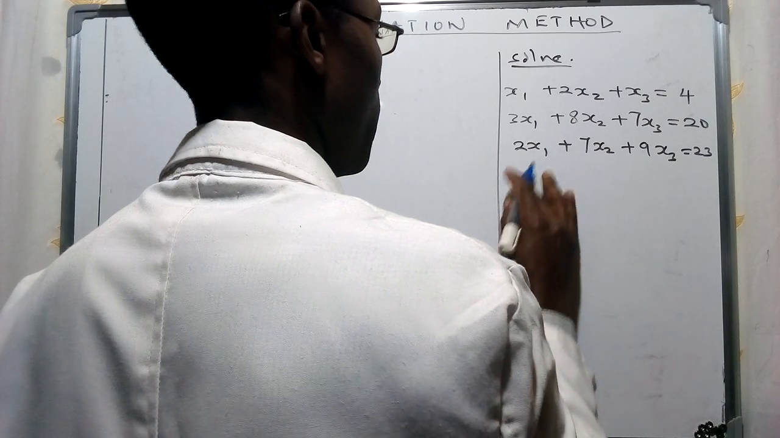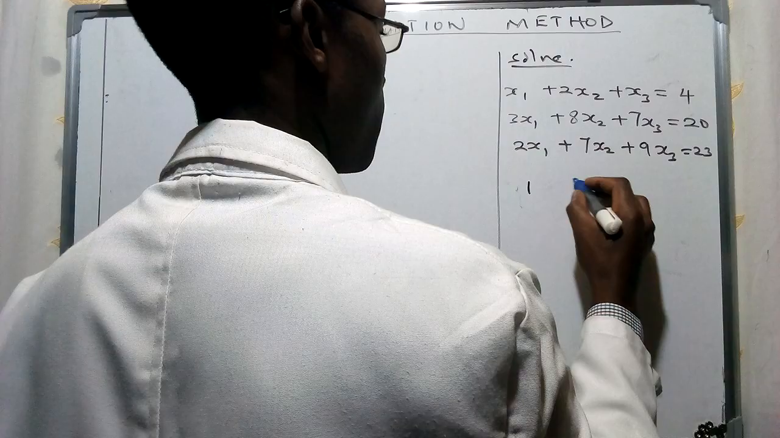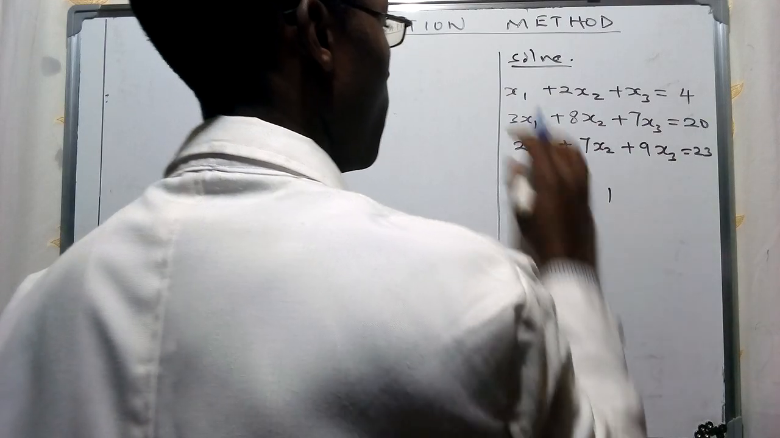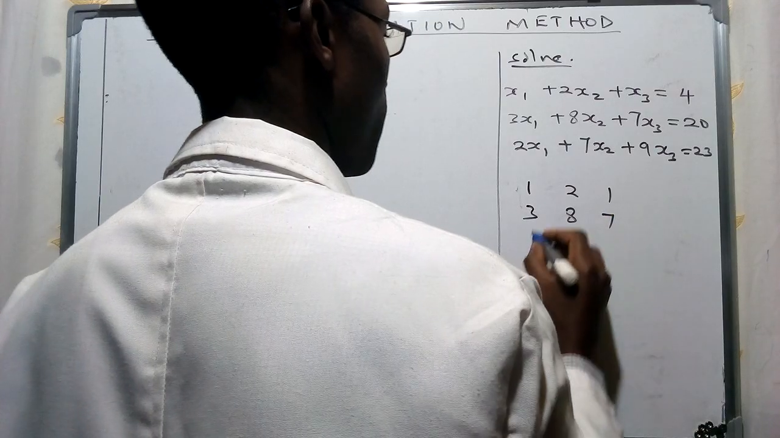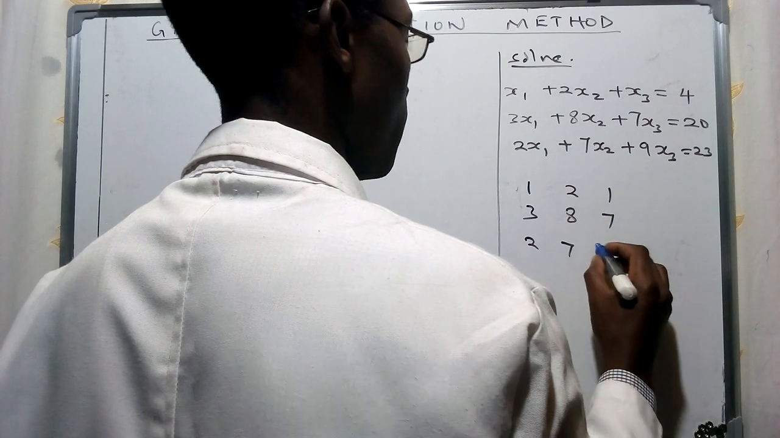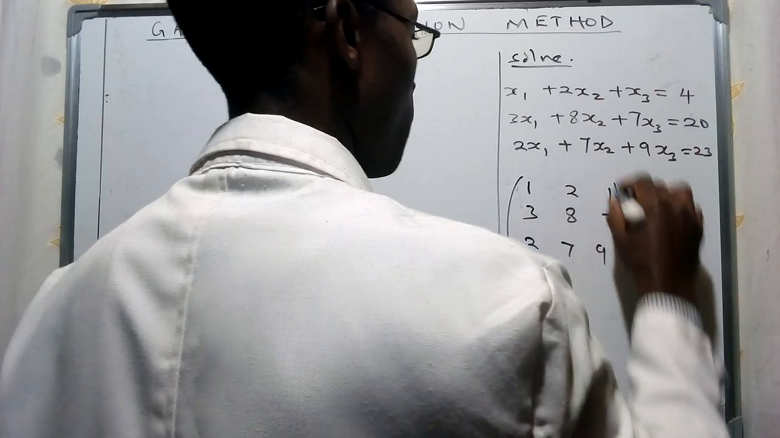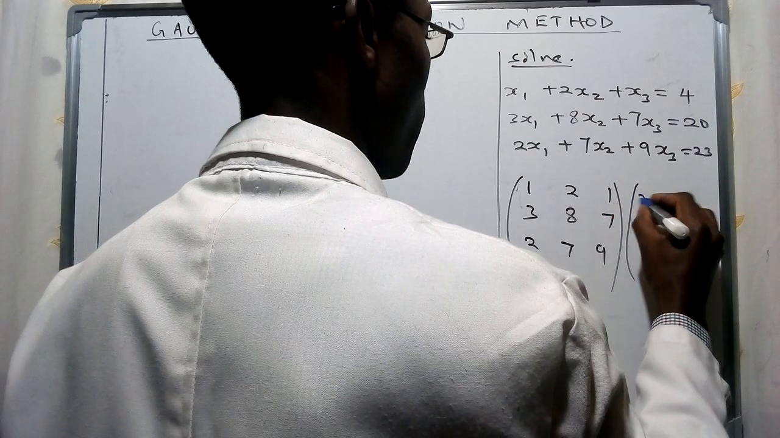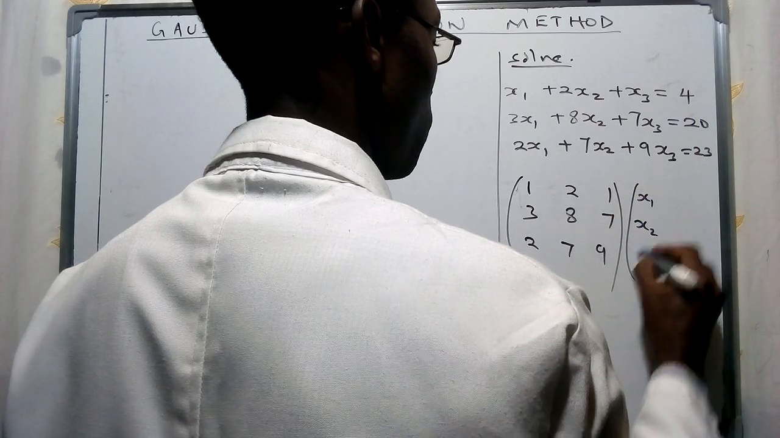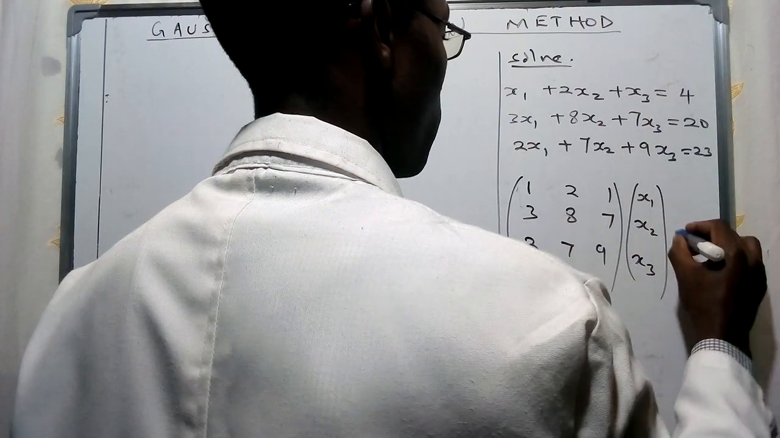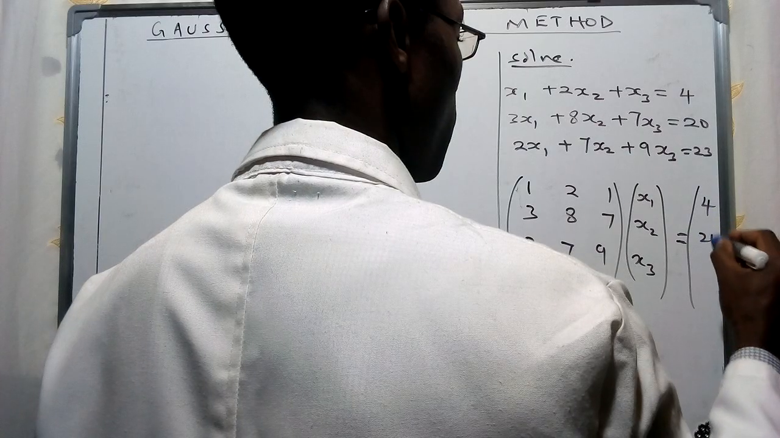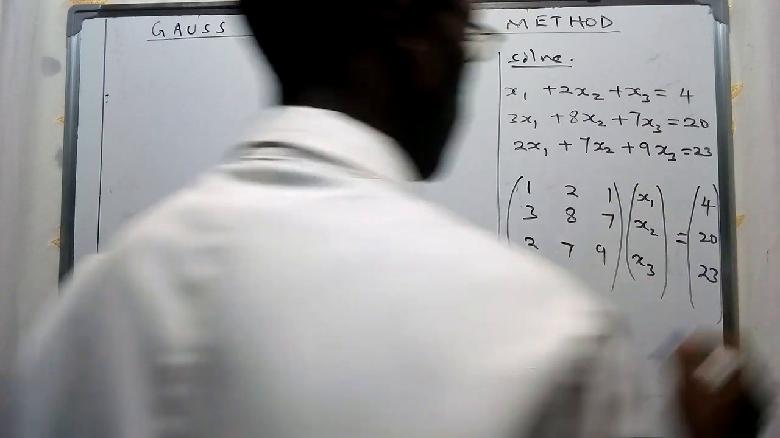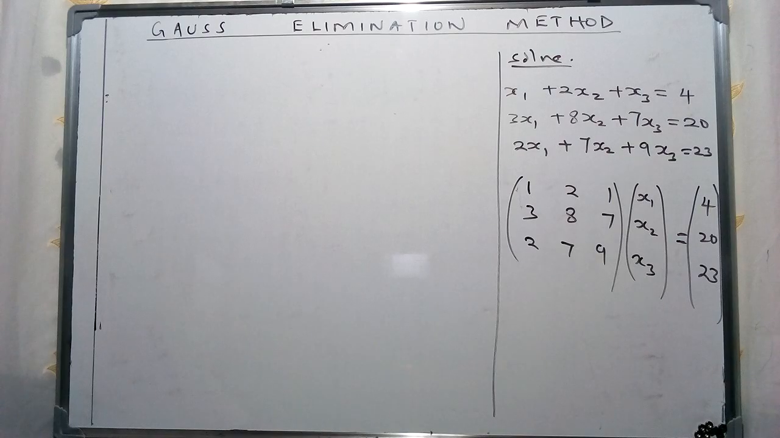So we shall have this one as an n by n matrix represented by the various coefficients of 1, 3, and 1. And then we shall have 2, 8, 7 given as such, and 2, 7, 9 given as such. So this form of a matrix is going to be given as a product of that one with x1, x2, and x3. And this is going to be forming a result for the range of b's, which we have said is going to be 4, 20, and 23 given as such.